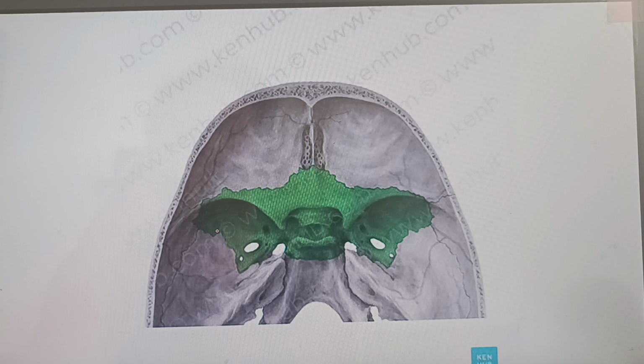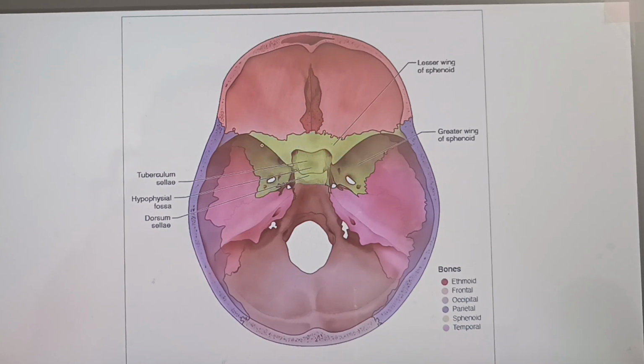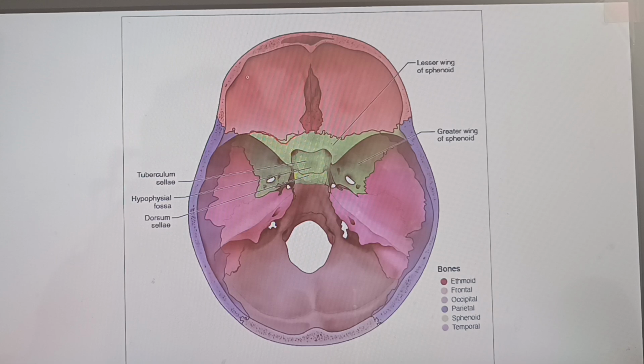What you see here is the cranial fossas. The superior view of the sphenoid appears like a bat with its wings spread out. In the center you have the body, and the wings are spread out. Now look at this. The lesser wing of the sphenoid is articulating in front with the frontal bone, the orbital plate of the frontal bone or the roof of the orbit.